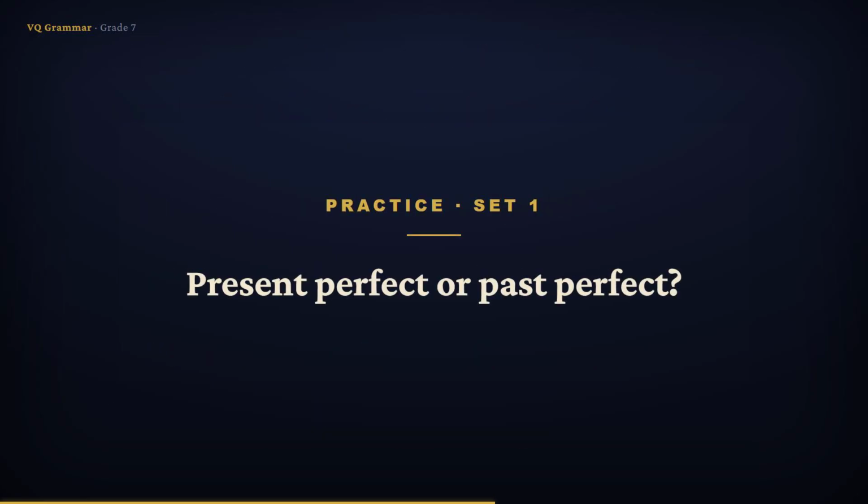In this first set, decide whether each sentence is in the present perfect or the past perfect. Look at the helper. Have or has points to present perfect, while had points to past perfect. Pause the video and try each one on your own before I reveal the answer.